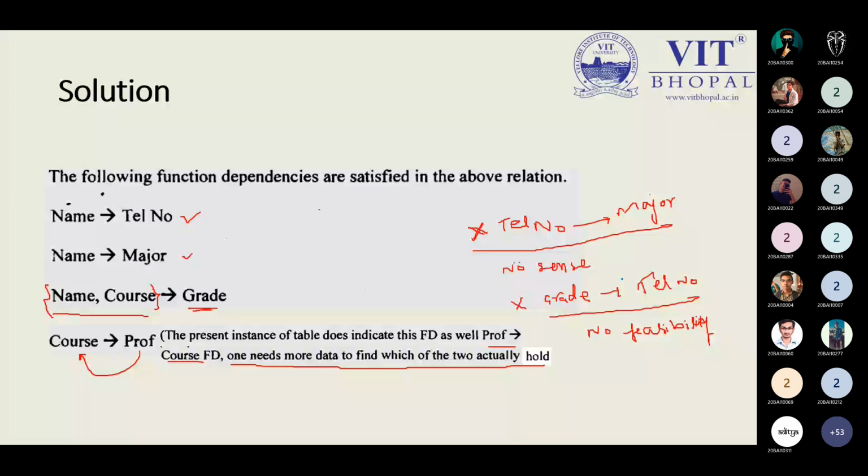We can determine that the course can depend on the professor, but what is the reason? One needs more data to find which holds, so everything depends on the actual data we have. From our given data we have to find the functional dependencies. This kind of question may be asked in the GATE examination, very frankly speaking, where you have to find the functional dependencies from the given data in a short way.